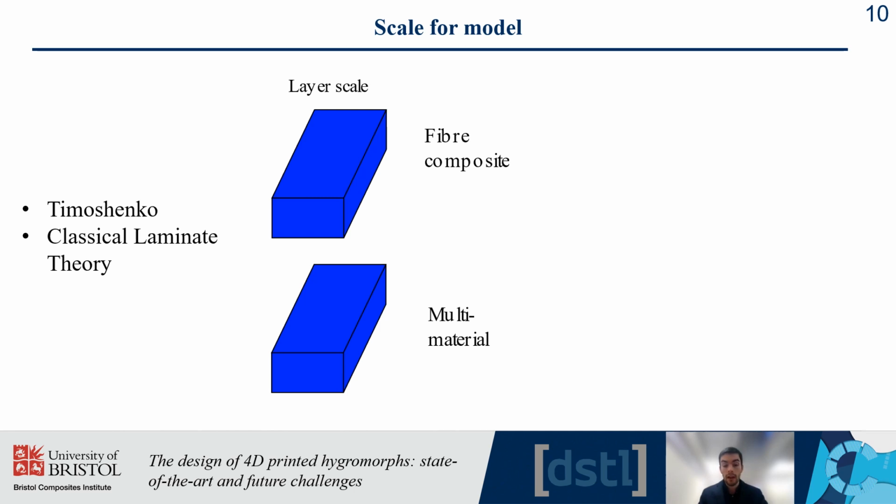As I said, the actuation is happening because of the difference between the actuation capability of different layers, and therefore modeling at the layer scale enables a very quick and global understanding of how the material is going to deform. Two widely implemented ways of doing this are Timoshenko beam theory and the classical laminate theory. These are used to modify one parameter and see how it impacts the deformation of the structures, for instance the thickness of one or the other layer.